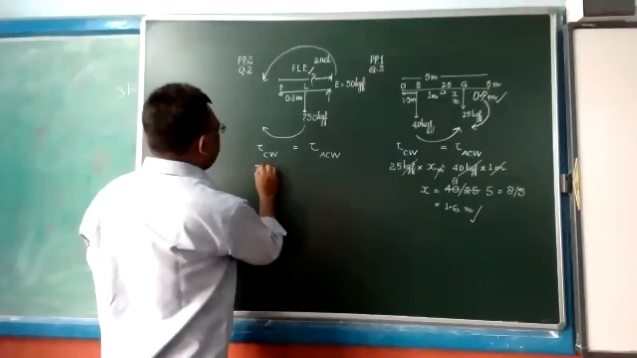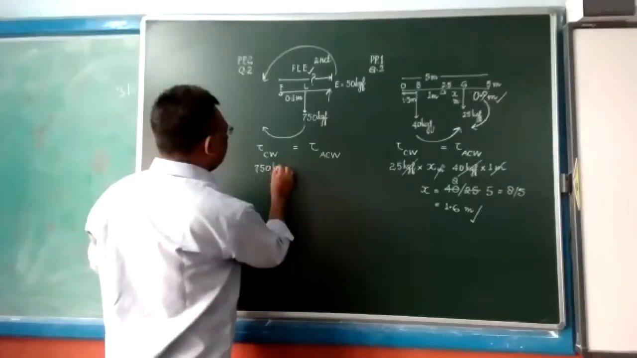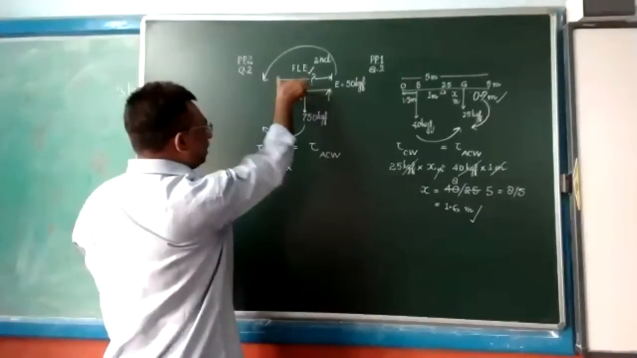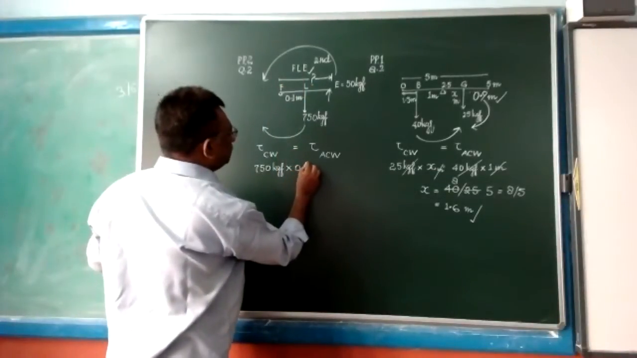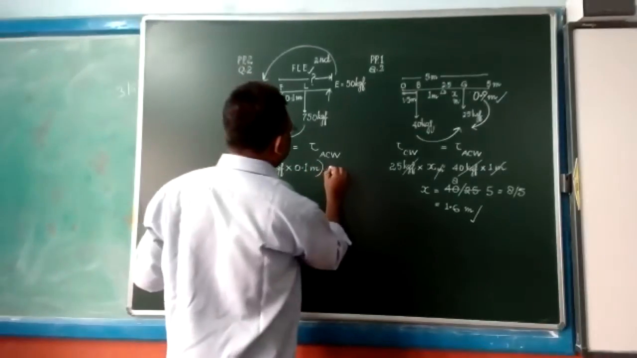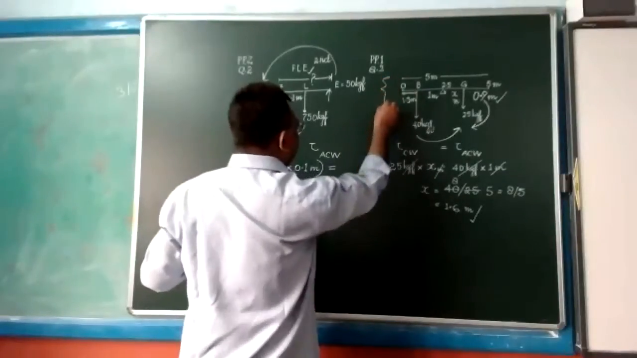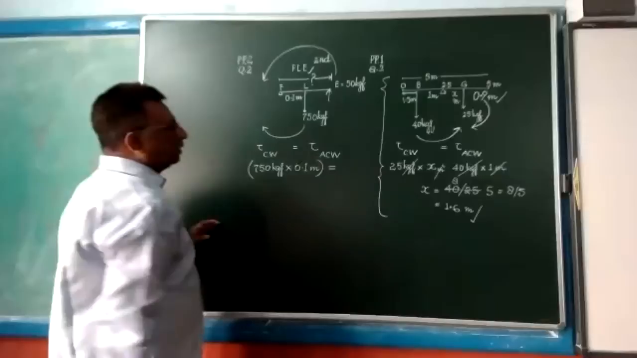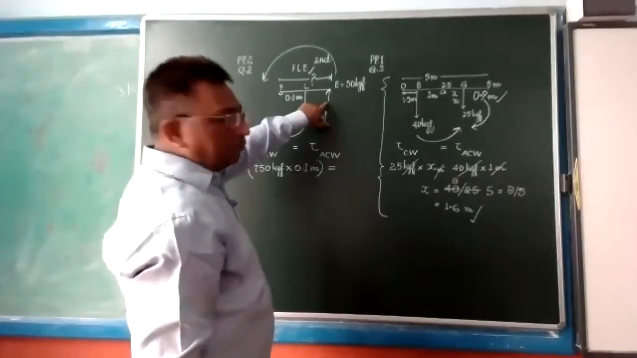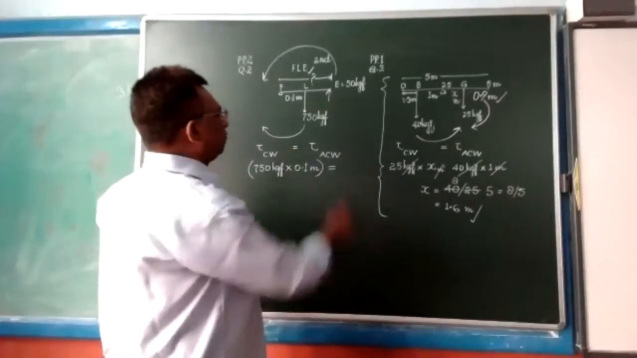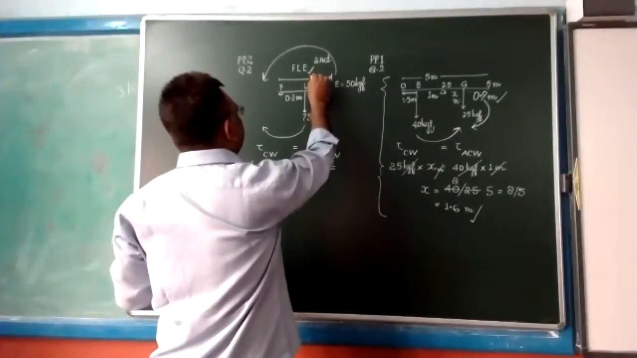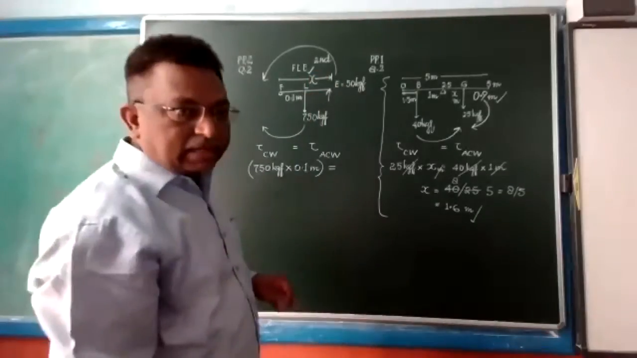So 750 kg of force into perpendicular distance. Its perpendicular distance from fulcrum is 0.1 meter. This is a clockwise moment of force. It is equal to anti-clockwise moment of force: effort into its perpendicular distance. What is the effort? Okay. Say the complete length of lever is x.